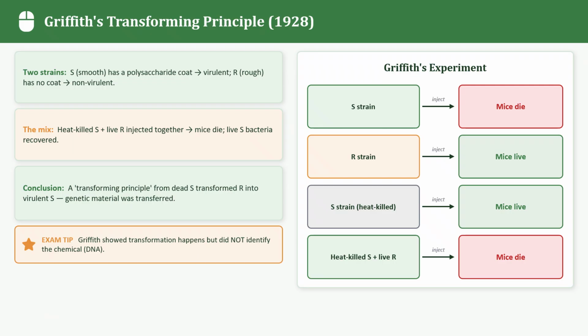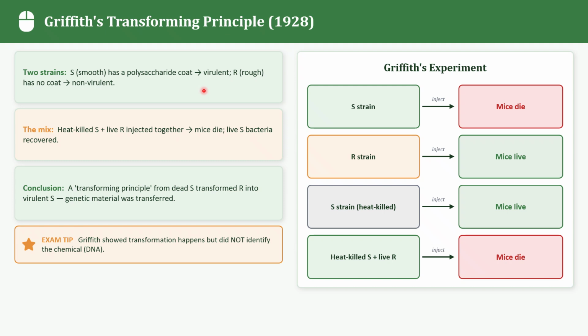Griffith's transforming principle. The first clue about the genetic material came from Frederick Griffith in the year 1928. Yes, these years are very important. He worked with a bacterium called Streptococcus pneumoniae, which causes pneumonia.